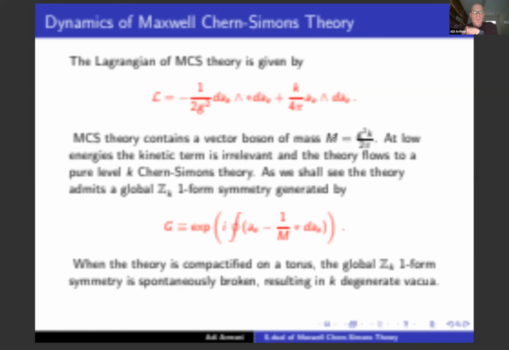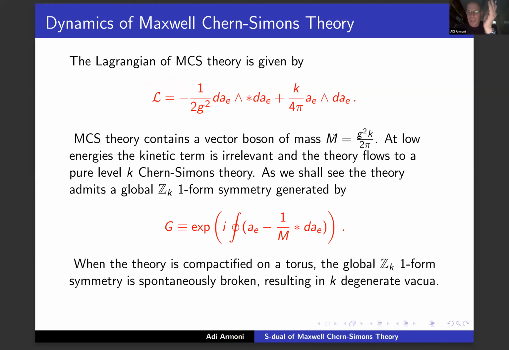Okay, so let me proceed. First of all, let's talk business. What is the Lagrangian of the theory? So this is the Lagrangian. The first part is the Maxwell part, and then I add to it a Chern-Simons term.